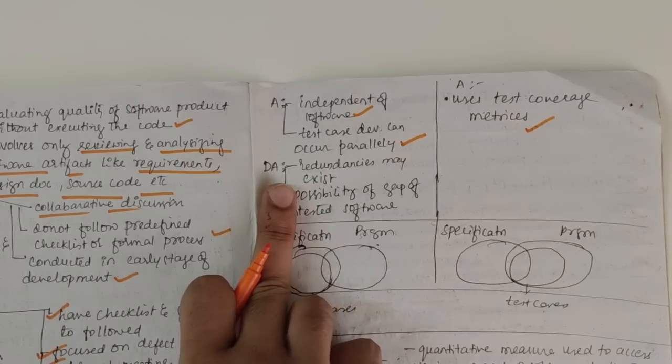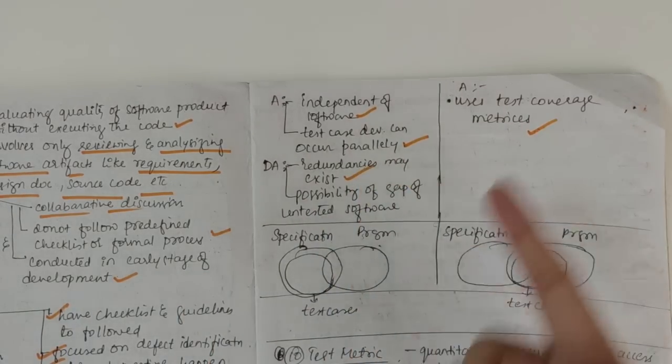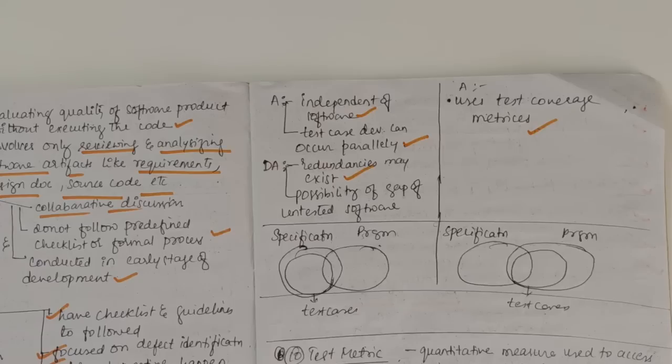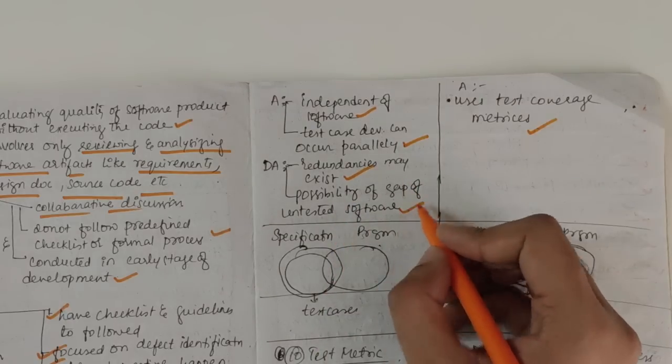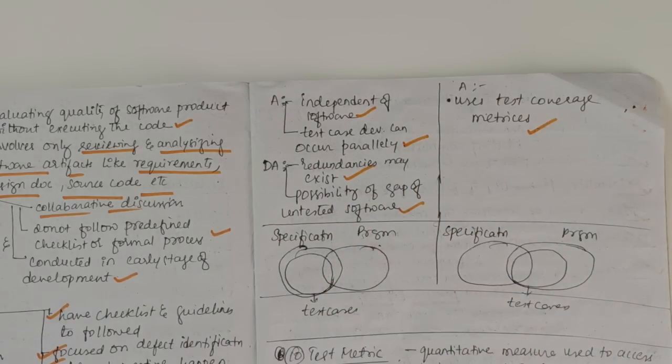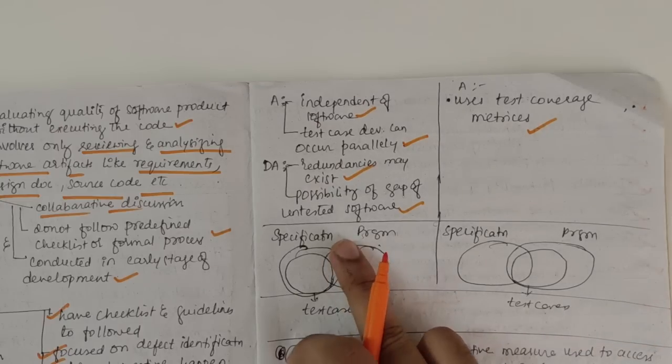Coming to disadvantages of black box testing, redundancies may exist here because we are just considering the input-output aspect. That's it, right? We are not going in depth of the program. And then we have the possibility of gaps for untested software. There could be corners where our input-output cases may not cover. So in such cases, this is a drawback.